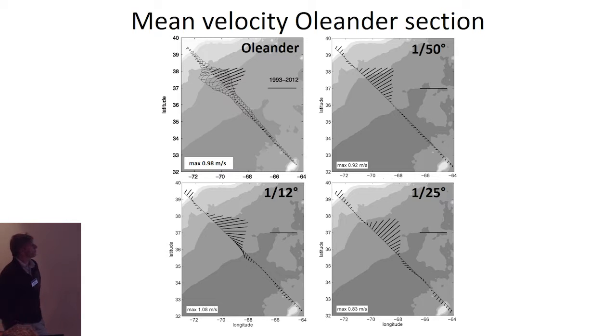You can also compare to cross-section velocities done by the Oleander between Bermuda and the United States. Here are the observations, and you can see that the mean position moves a little bit further north and becomes a little bit in closer agreement, but the spread is still a little bit wider in the 1/50th than it is in the observations here.